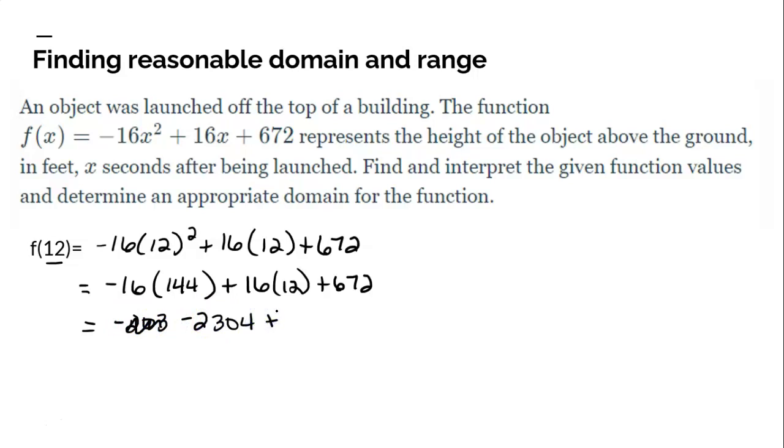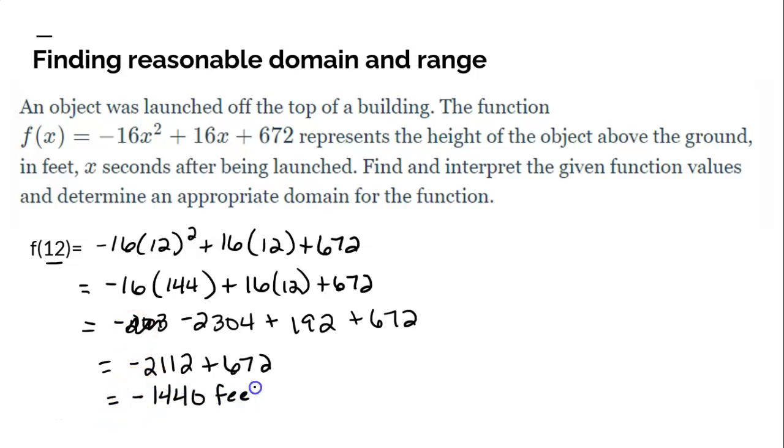And then 16 times 12 becomes 192 plus 672. Signs are different, so I'm going to subtract 2,304 minus 192. Take the sign of the larger number, so that's -2,112 plus 672. Signs are different, so I'm going to subtract again. Take the sign of the larger number, so that's -1,440 feet.